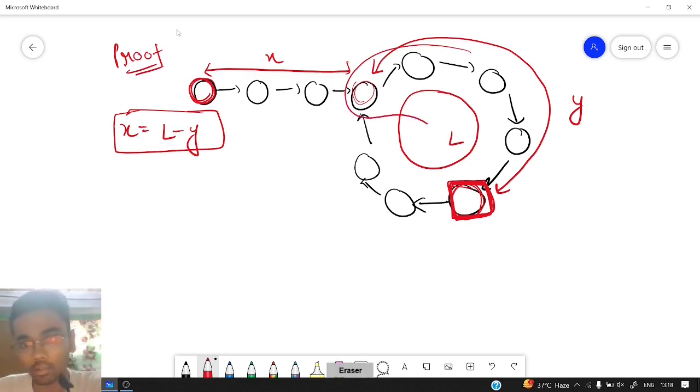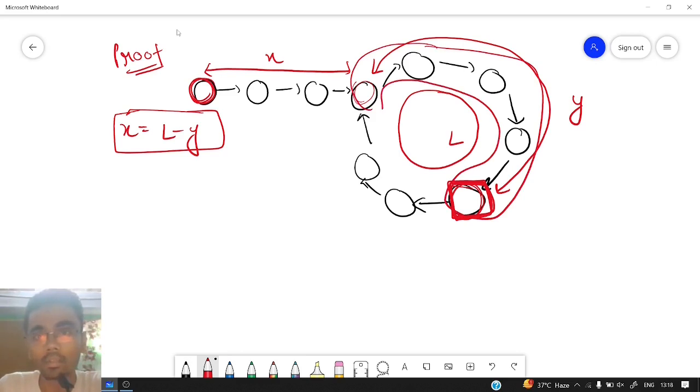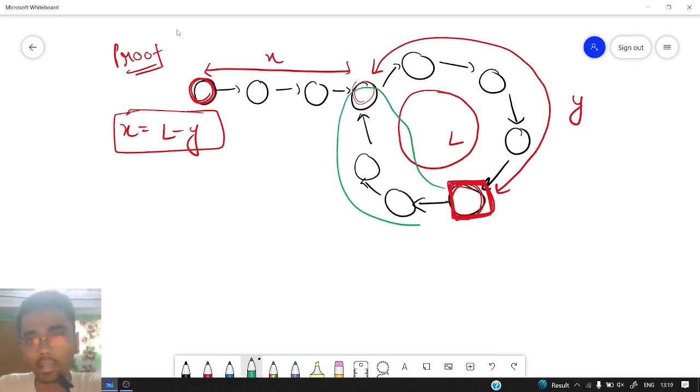So, let me redraw this. So, y is this much length. So, L minus y is this much. Let me use some other color pen. So, this much is the L minus y. So, this is what we need to prove, that x is equal to L minus y. So, let us see how we can prove this now.